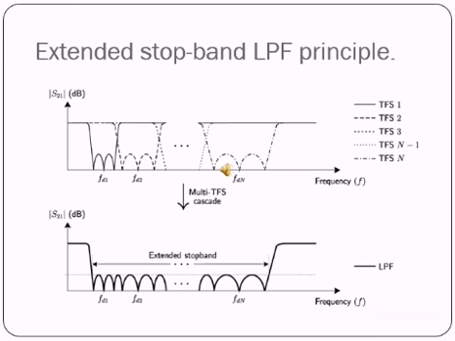This is the extended stop band LPF principle. Here we can see the TFS1, TFS2, TFS3 up to TFSN in the upper figure. They combine at different frequencies, say FD1, FD2 and FDN, in a multi-TFS cascade. So the final result becomes an LPF with an extended stop band. So we are going to achieve an extended stop band in an LPF.